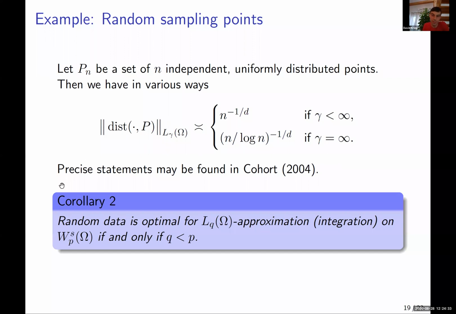And what does it mean for our problem? This means that random data is actually optimal for Lq approximation or integration on the Sobolev space if and only if q is smaller than p. So for example, random data is optimal for the integration problem as long as p is larger than 1.